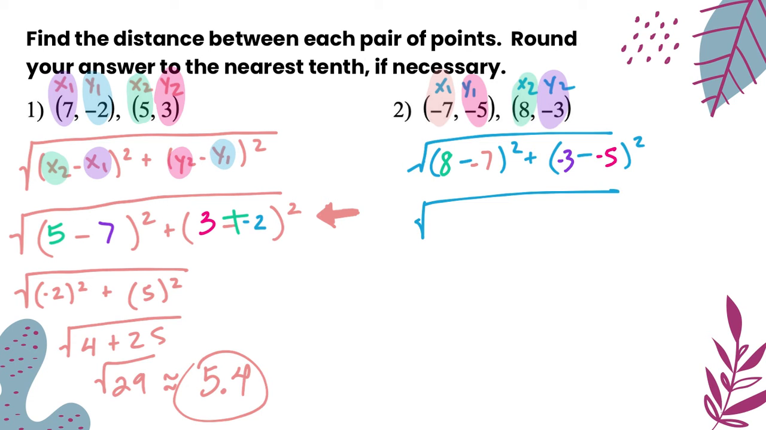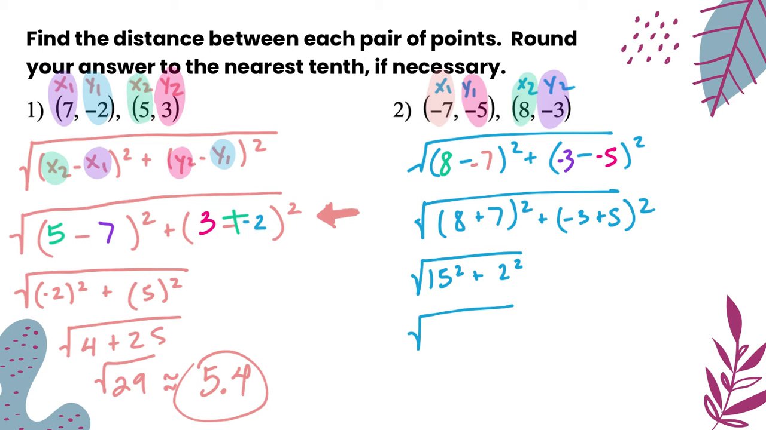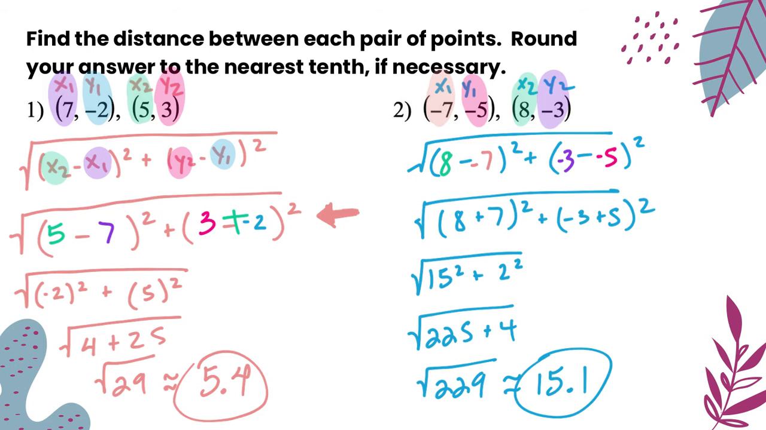That will then give me 8 plus 7, because I have the double negative, plus negative 3 plus 5, same reason with that double negative, and that's then going to be 15 squared plus 2 squared. That'll give me the square root of 225 plus 4, which is 229. And when I plug that into my calculator, it's approximately 15.1 as my final answer.